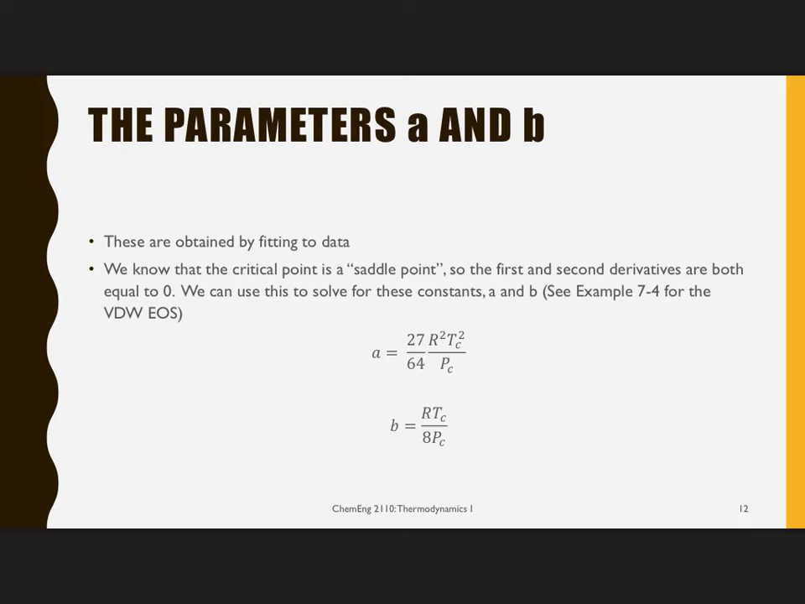If we do that for either the van der Waals or the SRK or Peng-Robinson equations, we can solve for these constants A and B. For the van der Waals equation, not for anything else, A is 27/64 of R squared Tc squared over Pc, and B is R Tc over 8 Pc. So if you have the critical data, you can estimate A and B for the van der Waals equation.